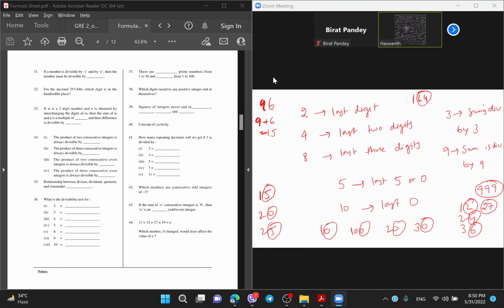For 8, the last three digits must be divisible by 8. If the last three digits are divisible by 8, then we say the number is divisible by 8. For example, take the last three digits. It is divisible by 8. So we say this total number is also divisible by 8. Just read them and learn them.